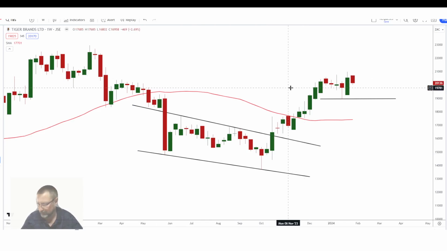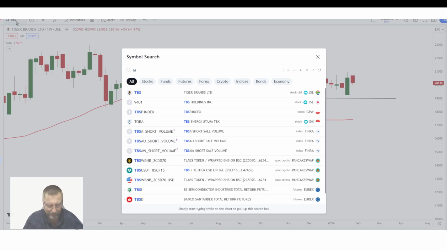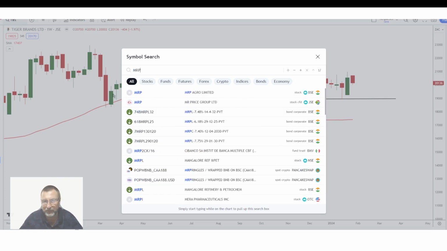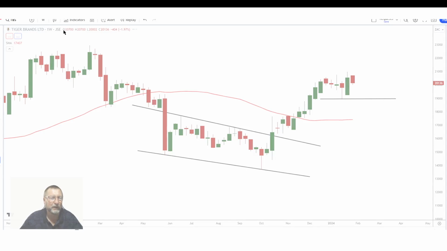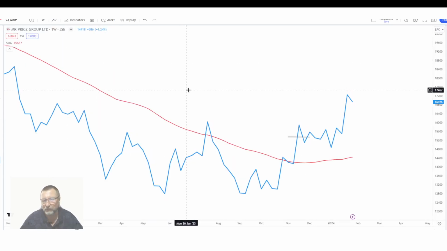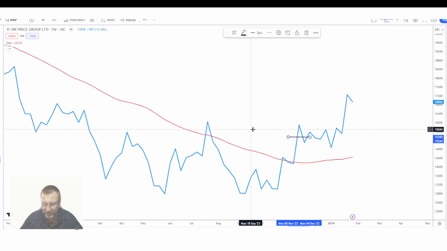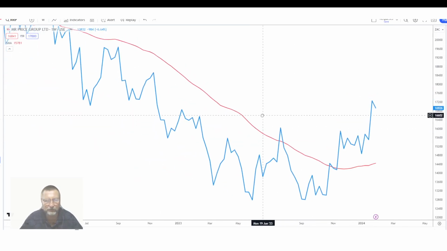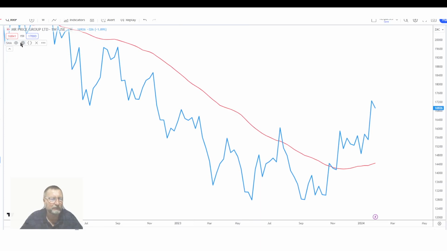Let's have a look at the next chart, and that is Mr. Price. I mean, Mr. Price came out the other day and said, listen, boys, we are quite happy with our sales, and the chart just rallied away. Let's have a look here. What do we see? First of all, let's just change that 40-week moving average. Yes, it is a 40-week.